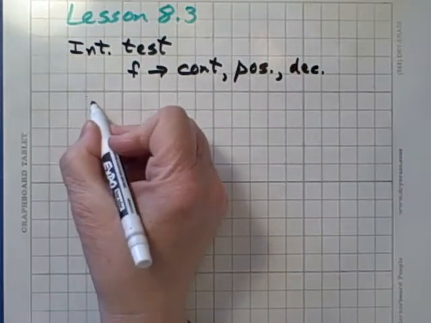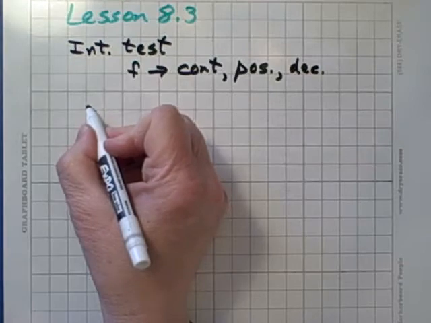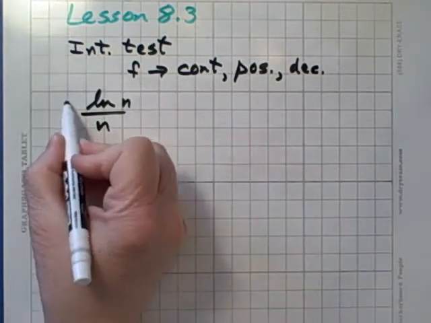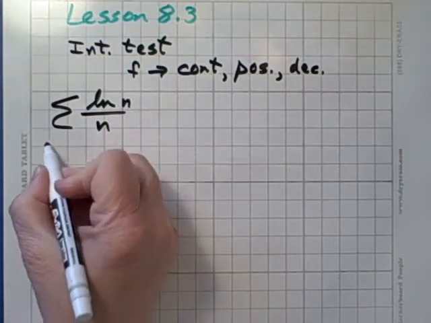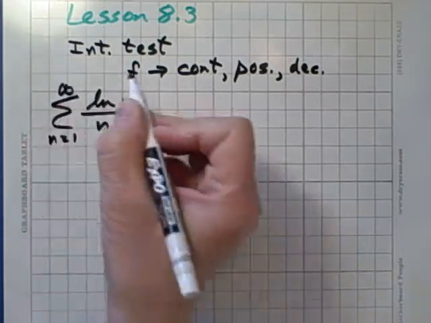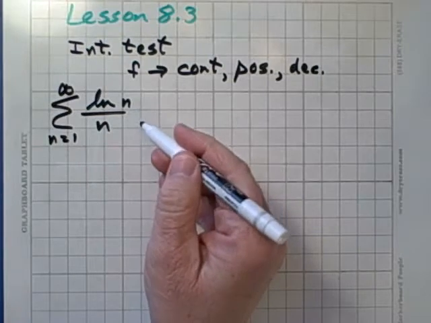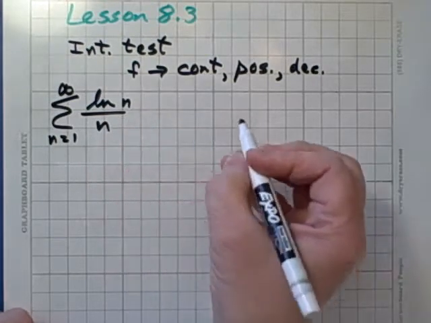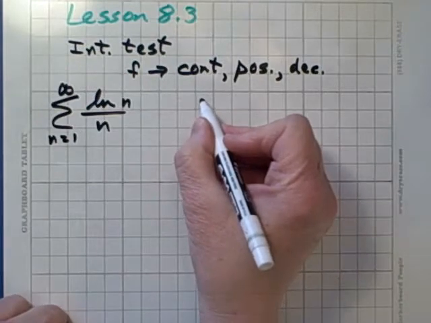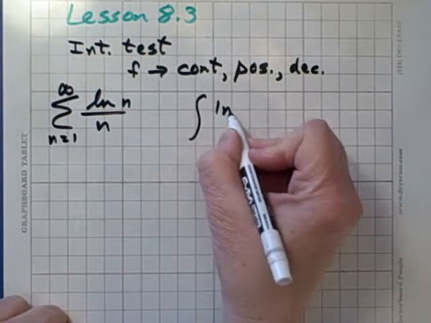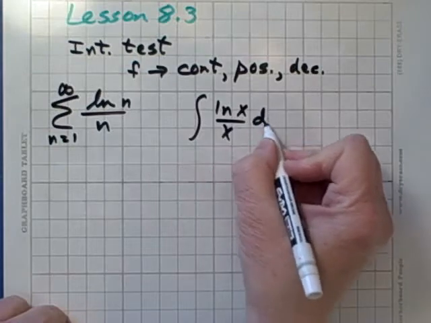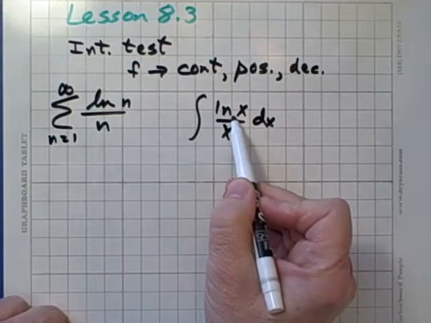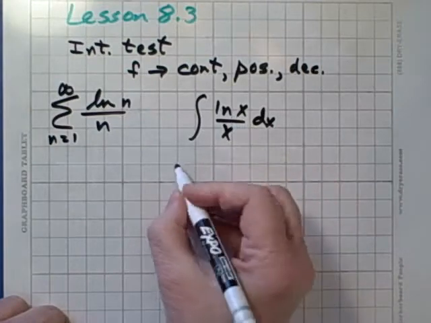One more example. Suppose that we work with the natural log of n over n as a series. And again, we are doing an integral test, so we would carry out the integral. We might want to go off to the side and refresh our memory on this integral, natural log of x over x, and recognize that we would do a u substitution to accomplish this integral.